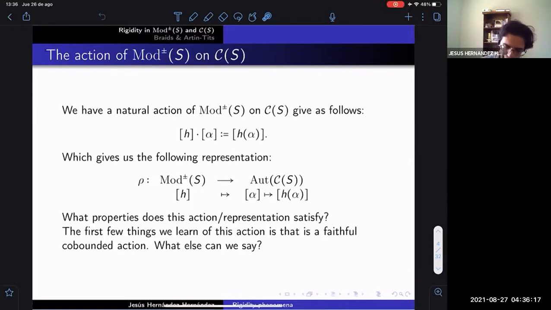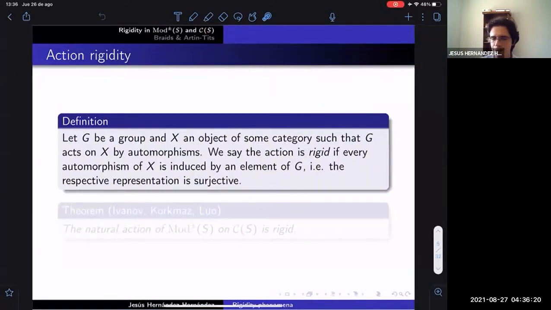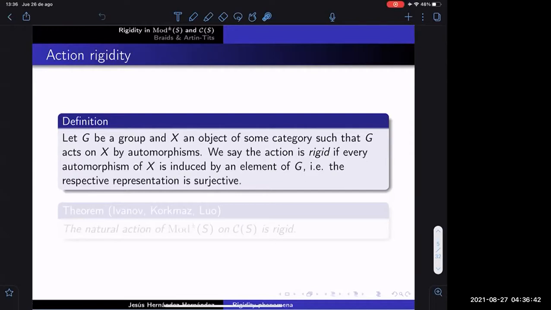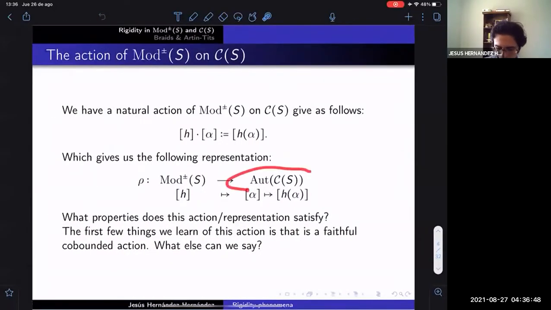And it turns out that we can formalize this a bit more. So in this talk, we're going to say that if we have a group G and an object X on which we are acting by automorphisms, the action is going to be rigid if the corresponding representation is surjective. That is, every automorphism of our object is induced by an element of G. In this context, it would be: if I take an automorphism of the curve graph, is it induced by a homeomorphism, by a mapping class?